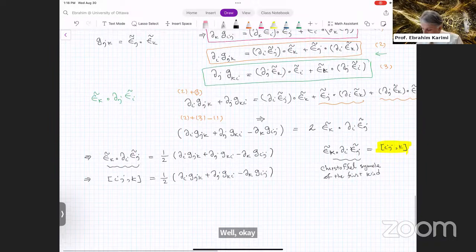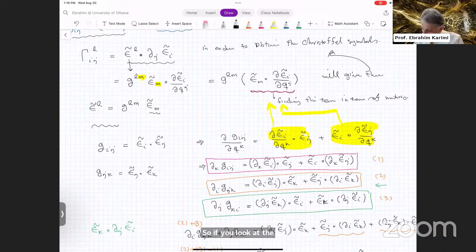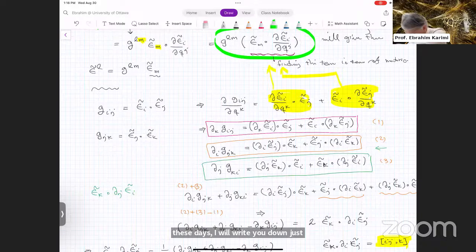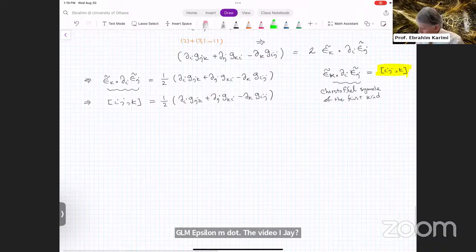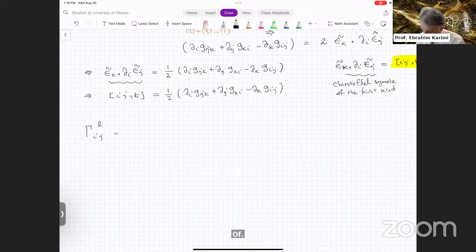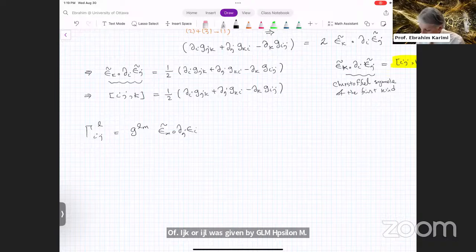So if you look at the Christoffel symbol of the second kind, which is related to this derivative, I will write it down. Just remember, let me write it down somewhere: g^{lm} epsilon m dot derivative of i of epsilon j. So gamma of i j l was given by g^{lm} epsilon m dot derivative of j of epsilon i. So indeed, this is g^{lm}, and that term is nothing more than the Christoffel symbol ij of m.